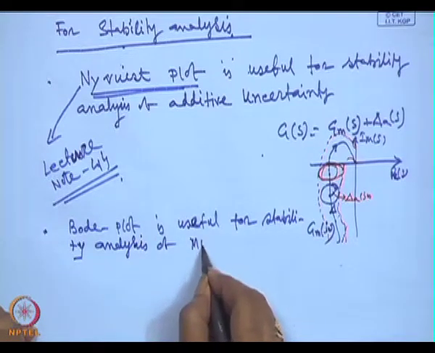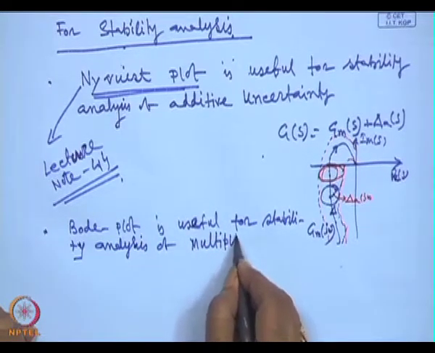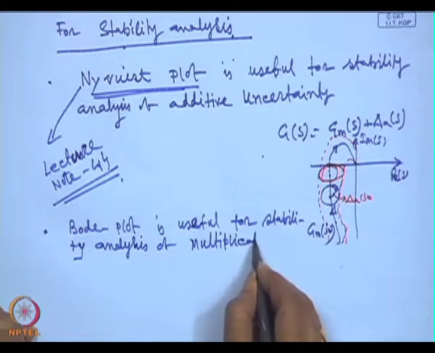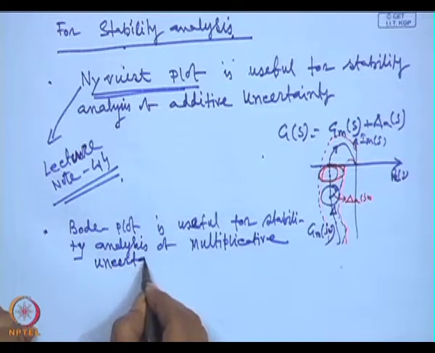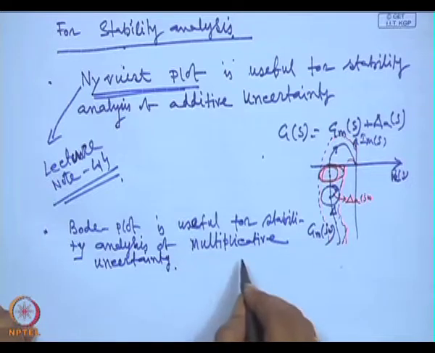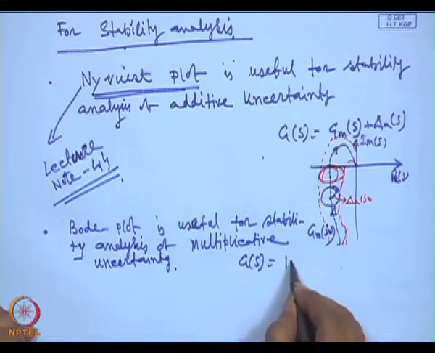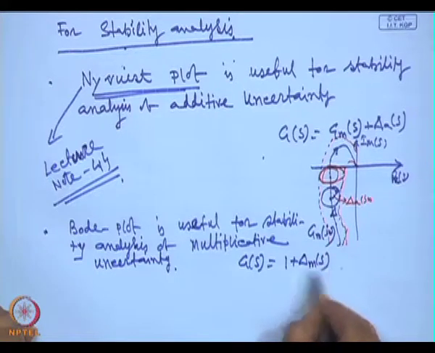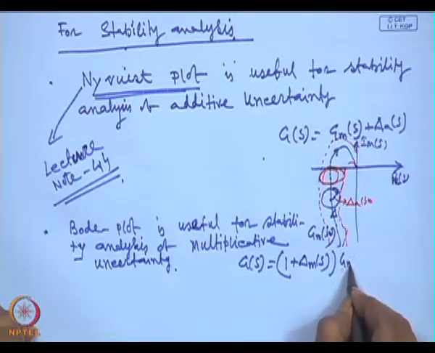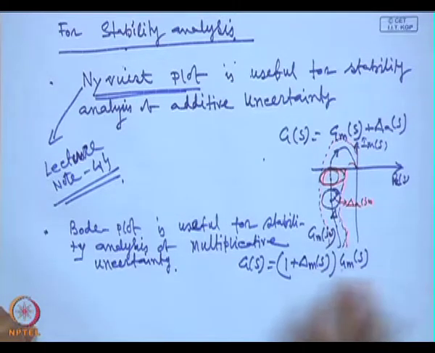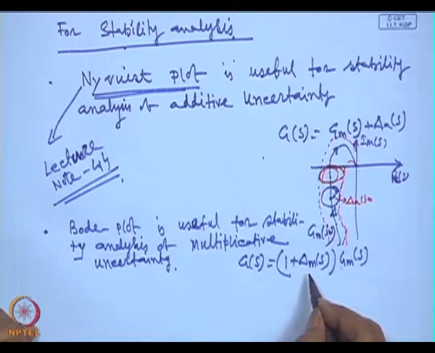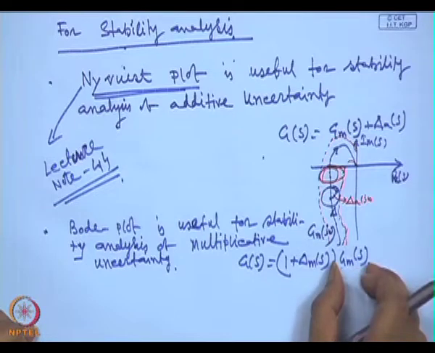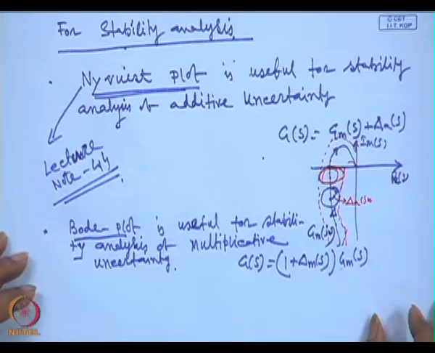of multiplicative perturbations or uncertainty. Because G of s is equal to 1 plus delta m of s into G m of s. So, if you take the log on both sides, and you know the upper bound of delta m of s, then if it is a product form, the Bode plot will be useful for stability analysis of uncertain systems.